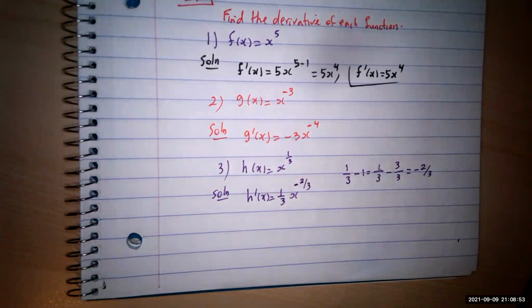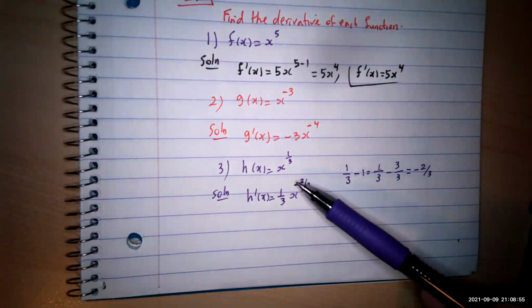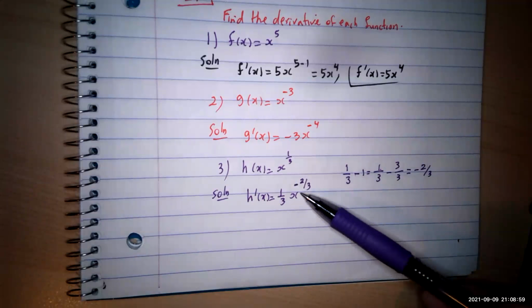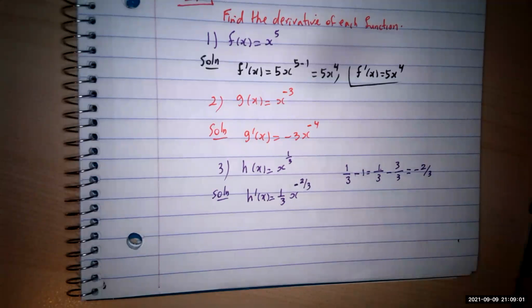And this is the way we're going to do it quickly. You see 1 minus 3 would be negative 2, so negative 2/3. Okay, x to the 1/3, so it's going to be 1/3 x to the 1/3 minus 1, which is negative 2/3. And that's the final answer. Any question?